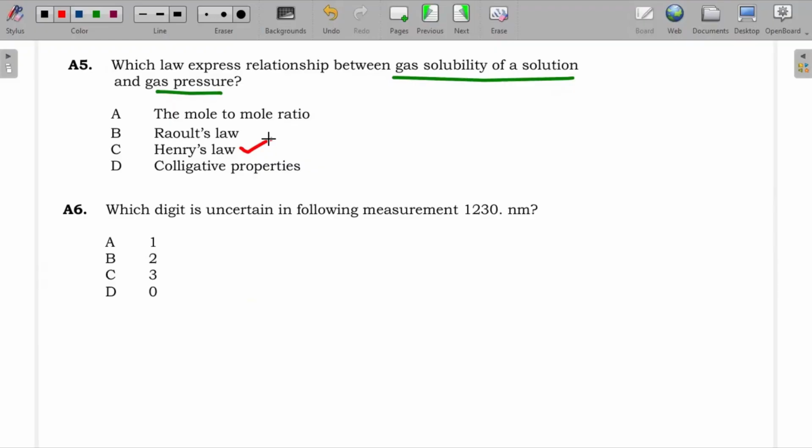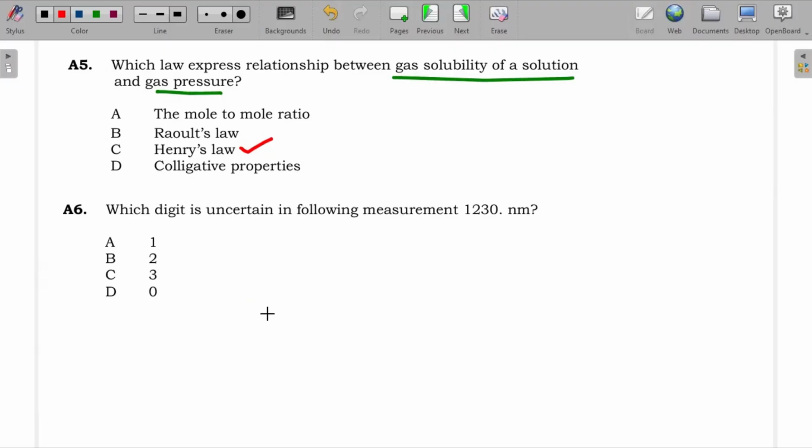Okay, so now this law simply states that the solubility of a gas in a liquid is directly proportional to the pressure of that gas above the liquid. That's what it says. Meaning that if I have a higher pressure gas, then I'm going to have high solubility of that gas.